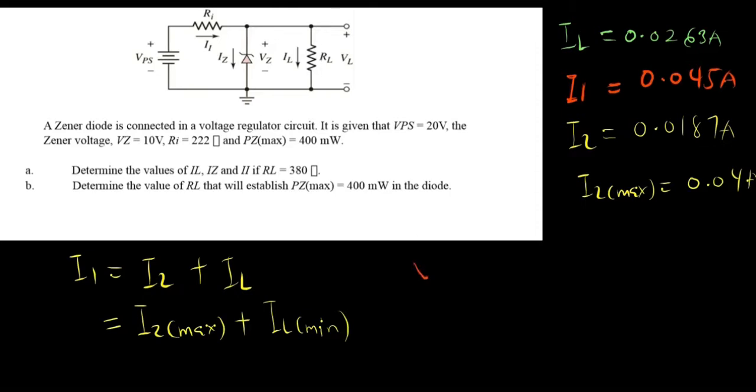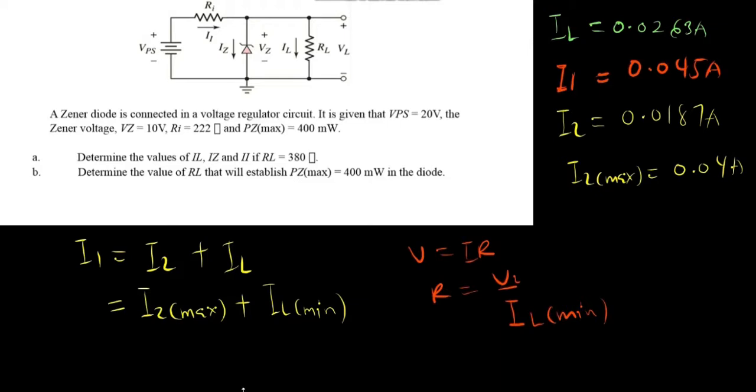So voltage equals current times resistance, so resistance will be equal to voltage over current. You know that the voltage here is VL, and the current here will be the minimum current, that will be IL minimum, because when current is minimum, then the resistance value ought to be very high. So now how do you find the IL minimum here? You can use this formula here.